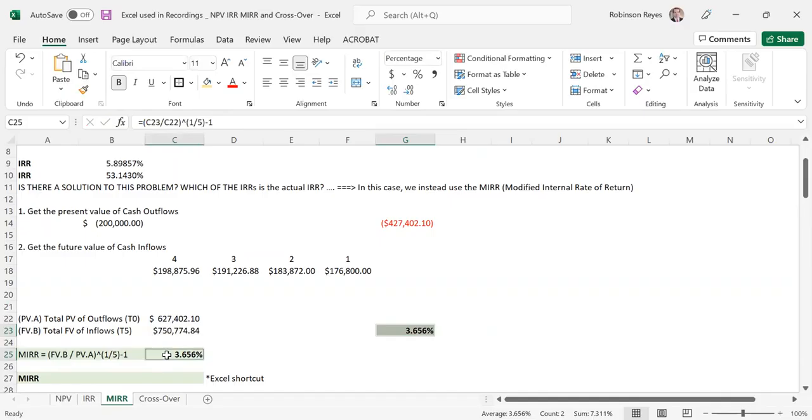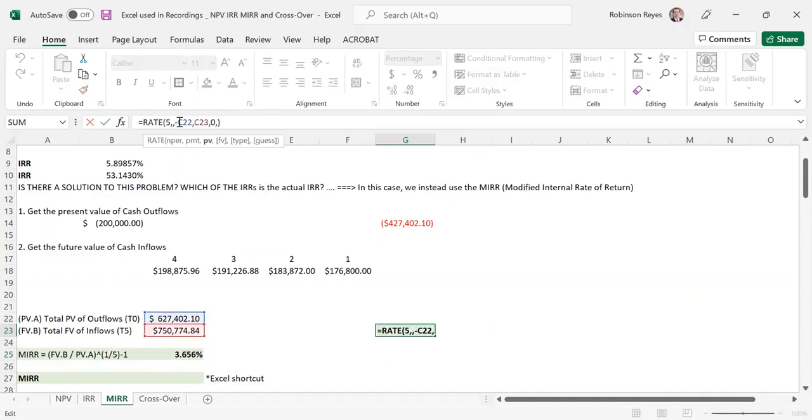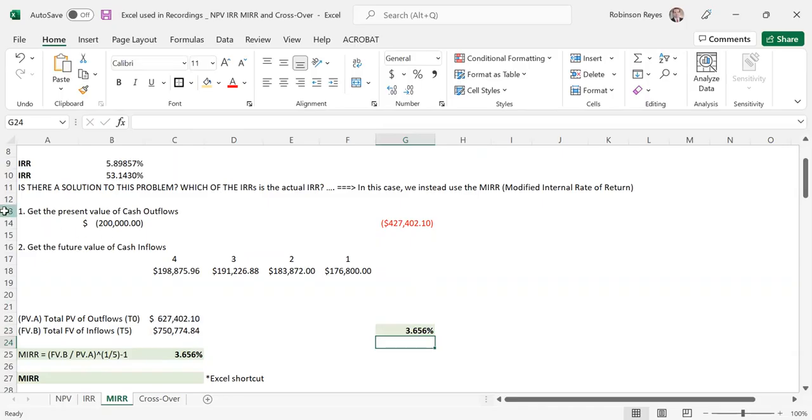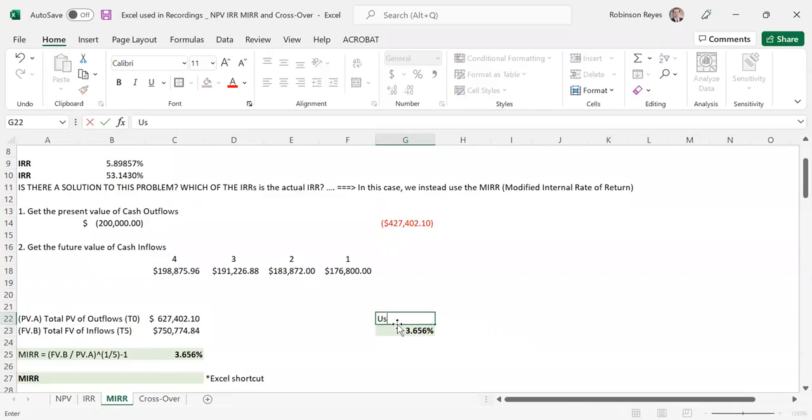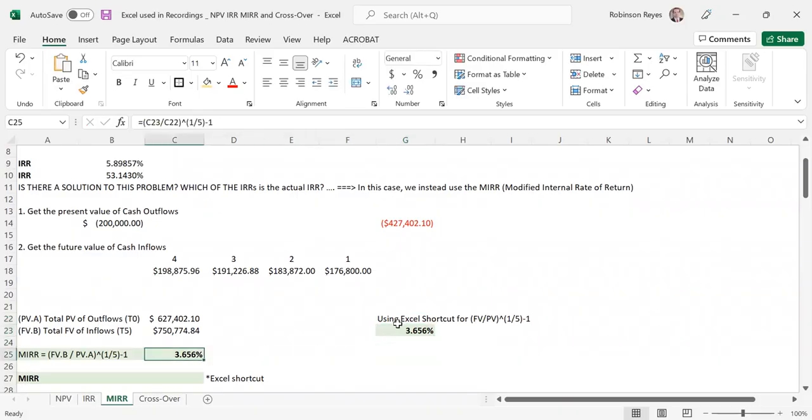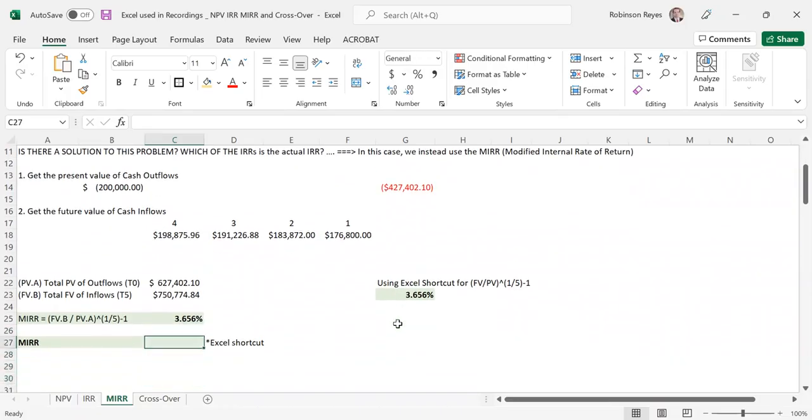Okay, and this is no longer a simple rate. This is now the MIRR because we have taken these two first steps before doing this, either with Excel, using FV divided by PV to the power of 1 over 5 minus 1, right? Now we can take a shortcut where Excel will do everything.